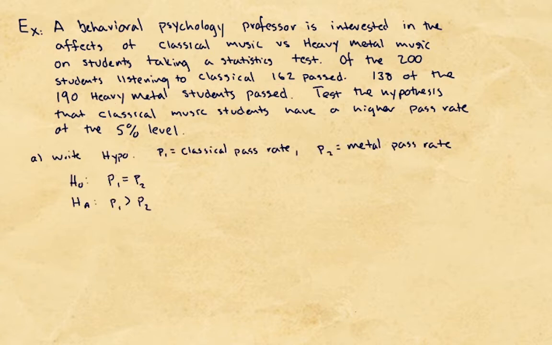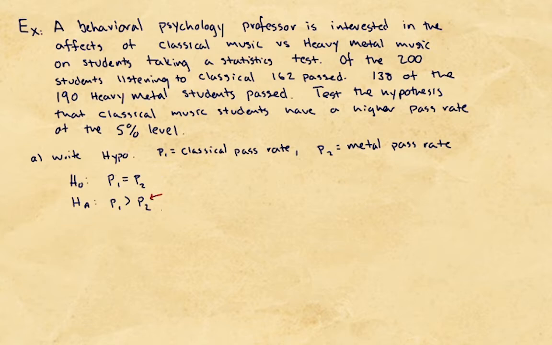The first step in hypothesis testing is always to write the null and alternative hypothesis. I've given the benefit of the doubt here to the concept that it doesn't matter what kind of music you listen to, you have the same chances of passing the test if there's classical music playing in the background or if there's heavy metal music playing in the background. So the benefit of the doubt is going to go to the idea that there is no difference between these two proportions. So P1 equals P2.